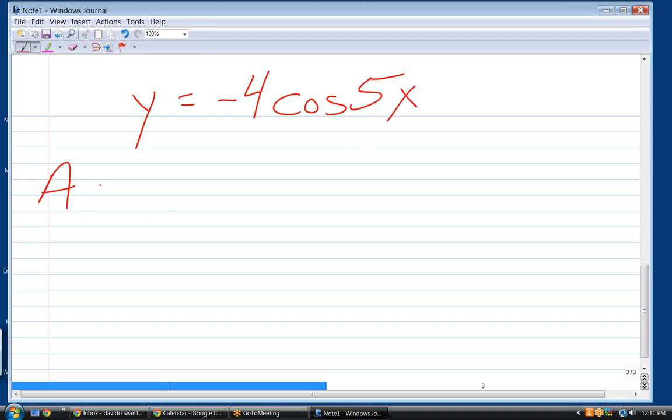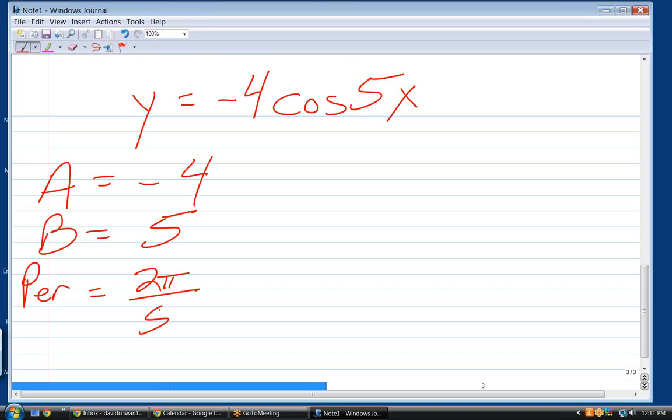What's A? A is negative 4. What's B? B would be 5. What's the period? In other words, we can't draw the graph until we know the period. So it would be 2 pi over 5.